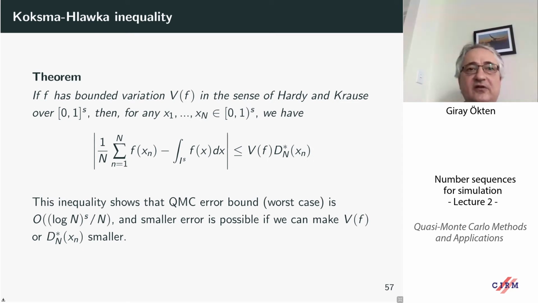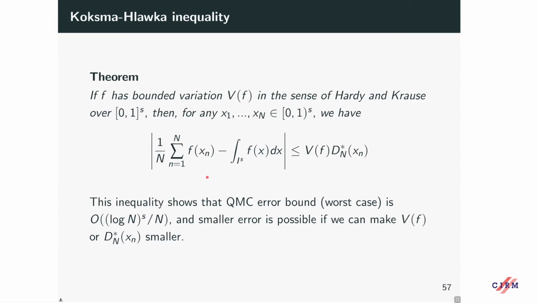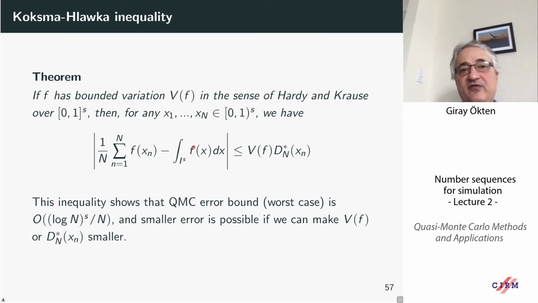Here comes the classical inequality. We are looking at the absolute value of the error that we were just talking about. The inequality tells us that this error is bounded by the product of terms. The first term is the variation of the function in the sense of Hardy-Krauss. The second term is the discrepancy of your sequence, the first capital N elements of your sequence. Now, the function f has to have a finite bounded variation for this inequality to be true.